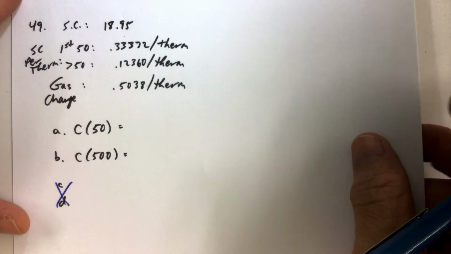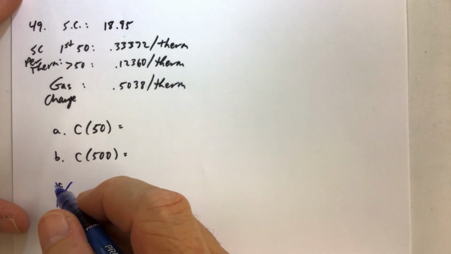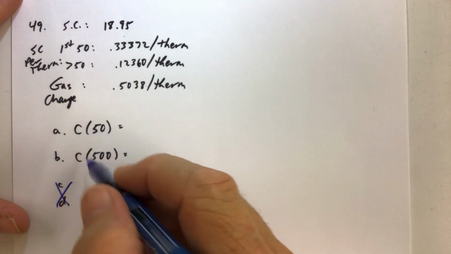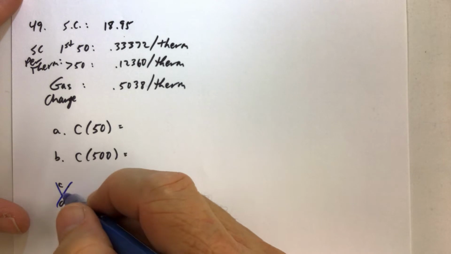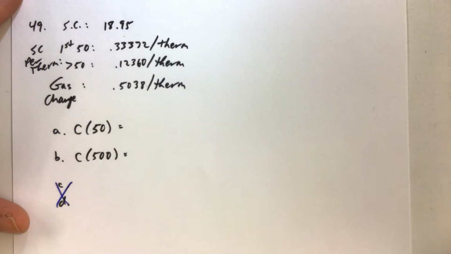For number 49, I wanted to point something out. I meant to tell you in class that you didn't have to do parts C and D. You just need to figure out the answers for parts A and B. We're not going to be creating any piecewise functions based on the details in these problems or on the retake test. So anyway, what's the cost for 50?